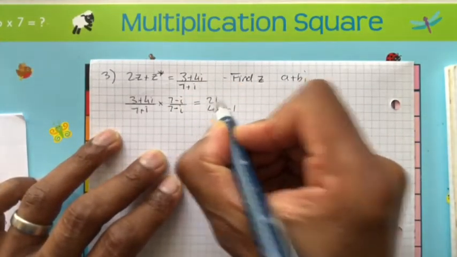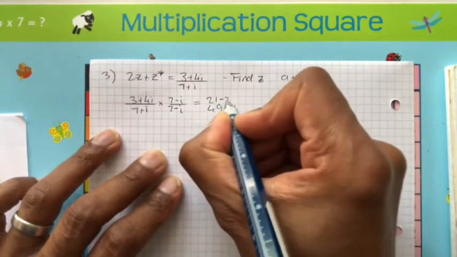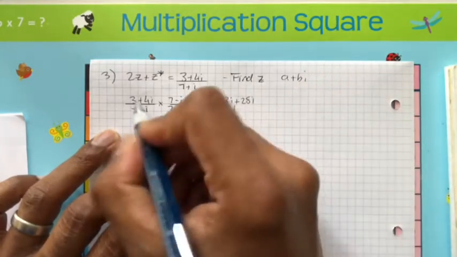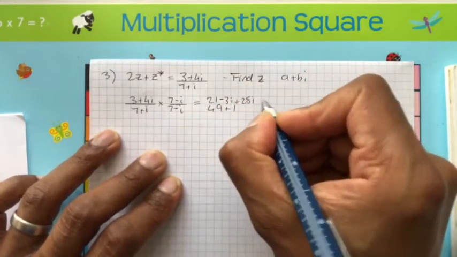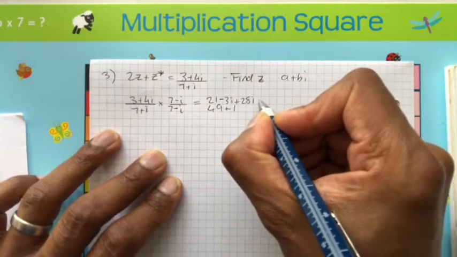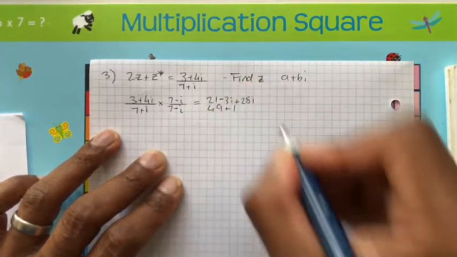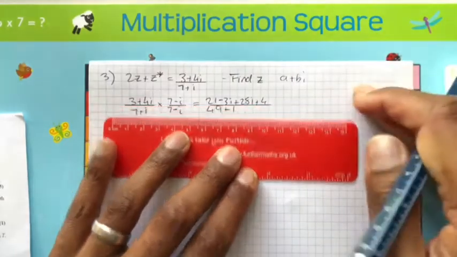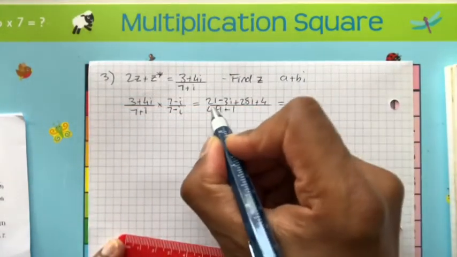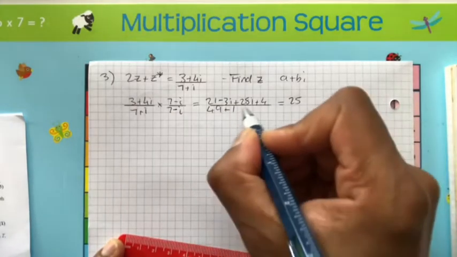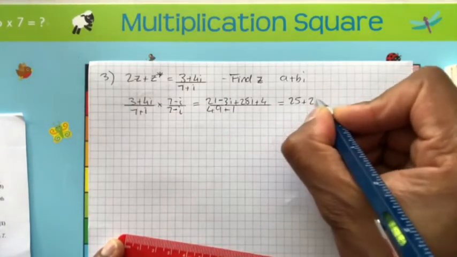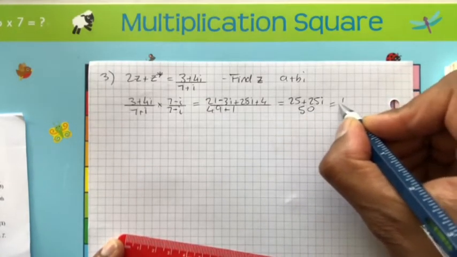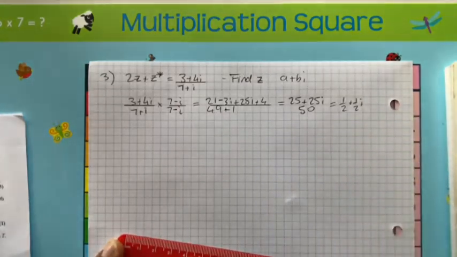3 sevens are 21, 3 times minus i is minus 3i, 4i times 7 is 28i, and 4i times minus i is going to be 4 times i squared, which is minus 1, times minus 1, which is going to be plus 4. So that will give us 21 plus 4, which is 25, and 28 take away 3 is 25i over 50, and both of those just cancel down to a half.